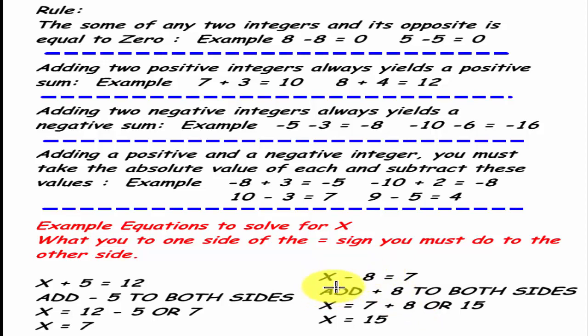Okay, let's go over this one again. This is a little tricky. x minus 8 equals 7. Now this is a negative 8. Whatever we do to this side, we must do to this side of the equal sign. To get rid of this 8, we add a positive 8. So x equals 7 plus 8, or 15. x equals 15. Okay? Hopefully that makes sense.